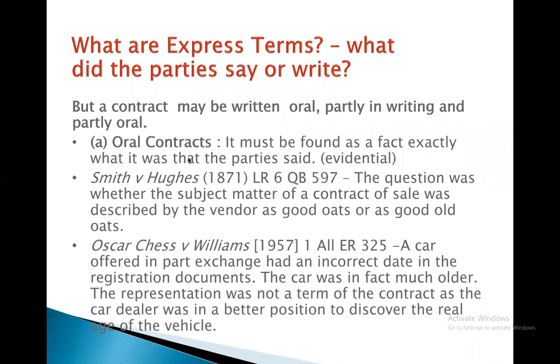So the question was whether the subject matter of the contract for sale was described by the vendor as good oats or as good old oats. That was the crux of the matter. One party was saying that we agree to sell or buy good oats, simpliciter. Another party will say that, no, that was not the agreement. The agreement was about good old oats.